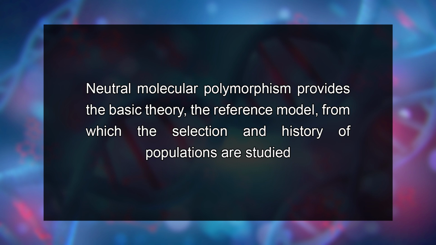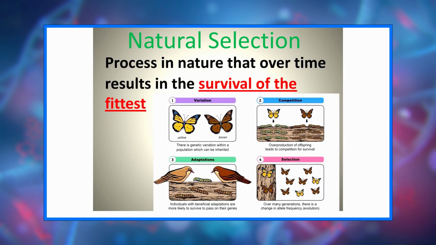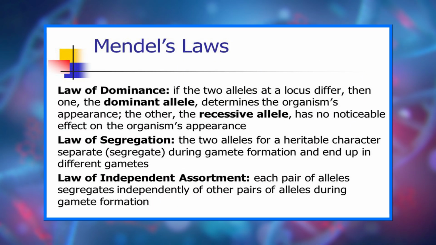Neutral molecular polymorphism provides the basic theory, the reference model from which the selection and history of populations are studied. The paradox is that from now on, the molecular signatures of natural selection are sought in the genome using neutralist theory. The existence of selective forces that maintain the recombination system, Mendel's laws, and the genetic mixing of sexuality is an argument for considering that polymorphism, which they maintain in this way, has a short-term advantage in natural populations.